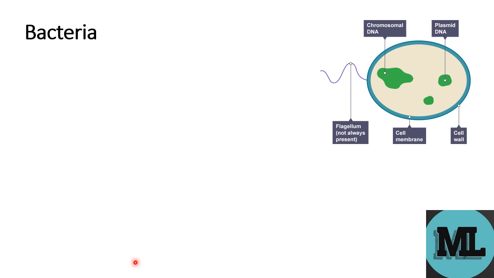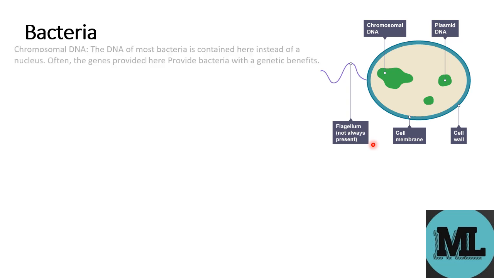Here we have a bacteria cell. In the bacteria cell, there is chromosomal DNA, plasmid DNA, cell wall, cell membrane, and flagellum. But the thing about flagellum is that it may not always be present. So chromosomal DNA. The DNA of most bacteria is contained here instead of a nucleus. Often the genes provided here provide the bacteria with genetic benefits, so that the cell stays stronger.